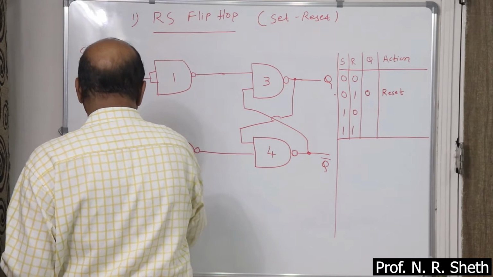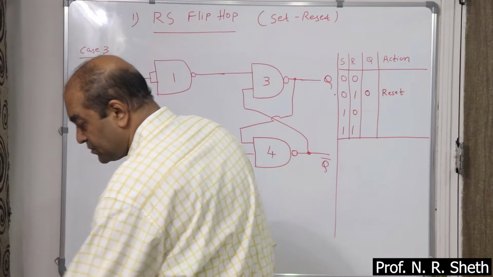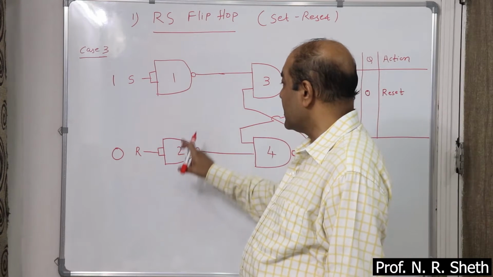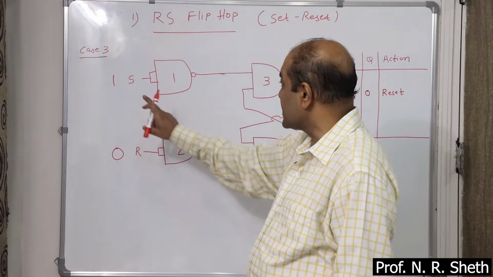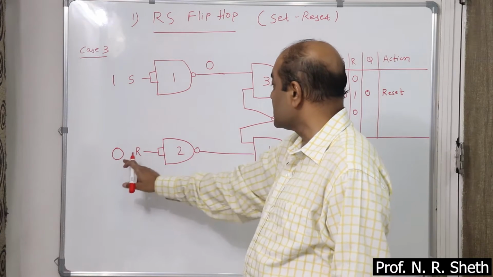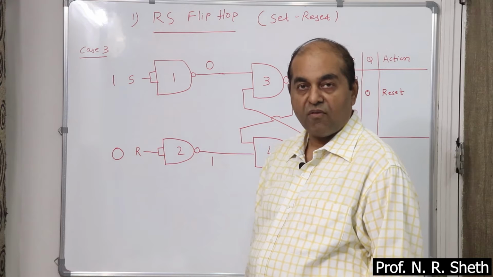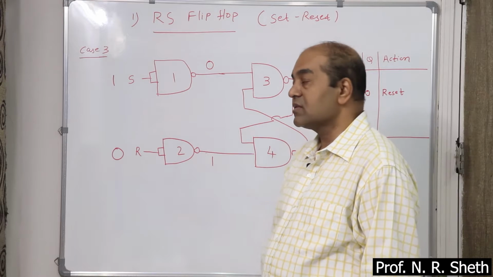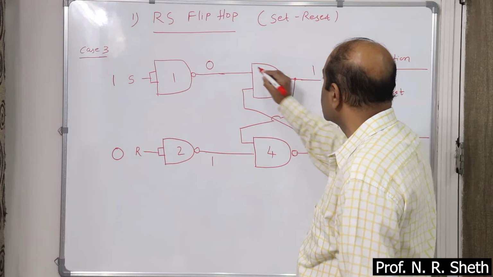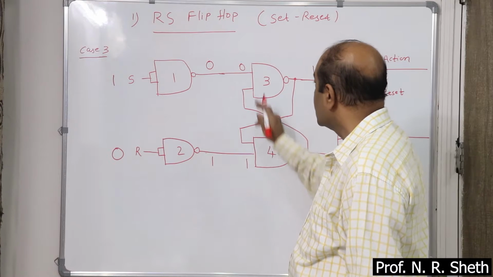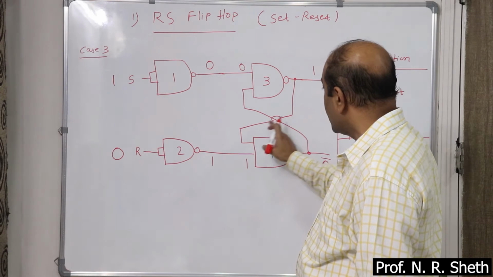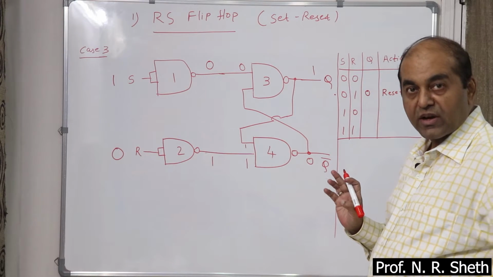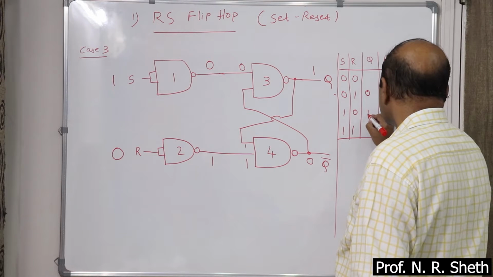S is 1, R is 0. So gates number 1 and 2 work as NOT gate inverters. S is 1, so this one is 0, this is 0, this is 1. In a NAND gate, when any input is 0, output is 1. Output is 1. This is 0, this is 1. So 0 means 1, that 1 is here, and 1, 1 means 0. So Q and Q bar are complement to each other. The action of Q is 1, so we can say that it is set.